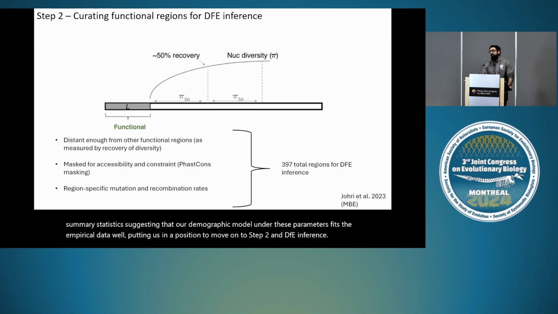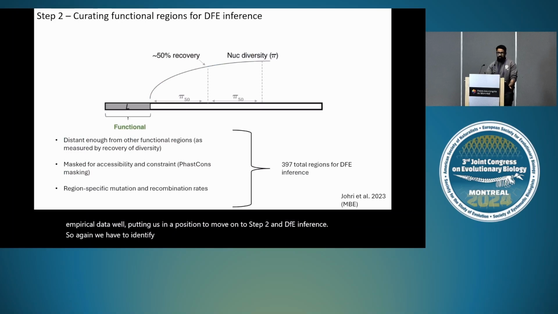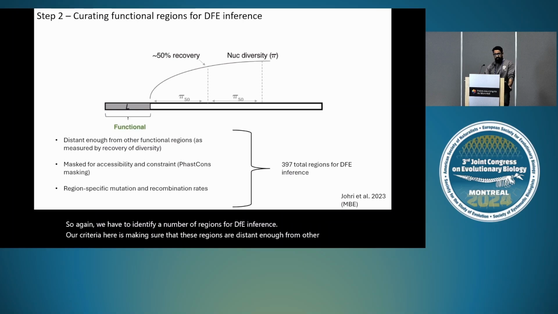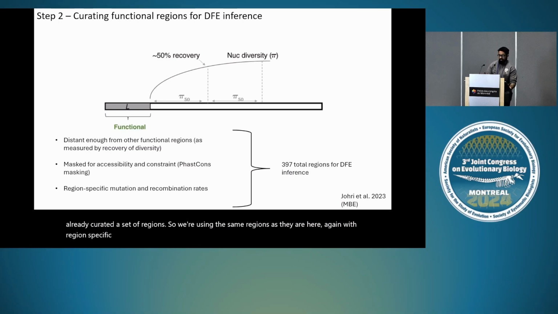So again, we have to identify a number of regions for DFE inference. Our criteria here is making sure that these regions are distant enough from other functional regions to ensure no interference between them. Now, Jerry et al. in 2023 performed the joint inference approach I mentioned earlier. They performed that in humans, so they'd already curated a set of regions. So we're using the same regions as they are here, again with region-specific mutation and recombination rates.